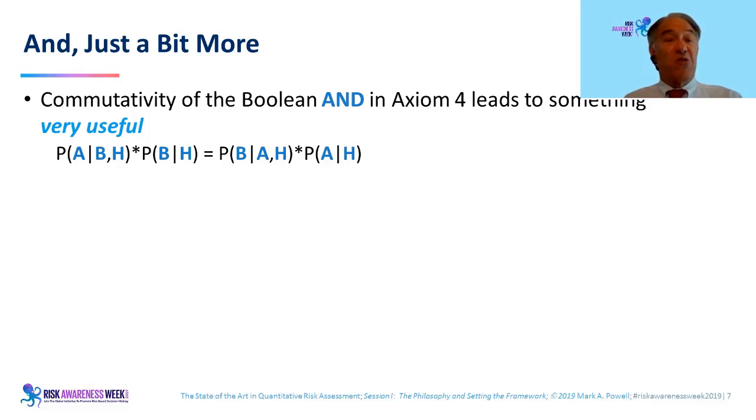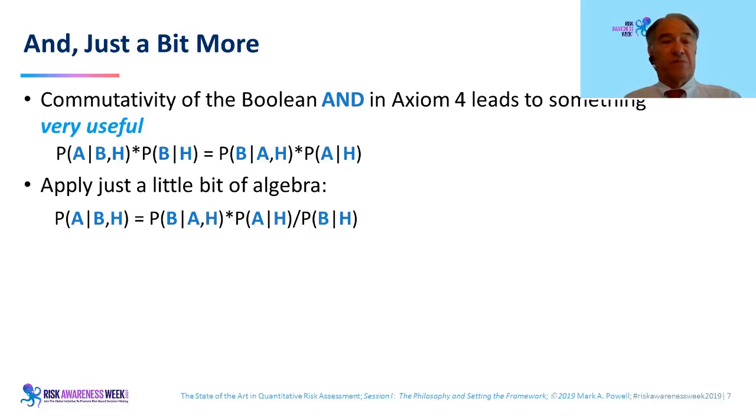As I mentioned before, the commutativity of the Boolean and in axiom 4 leads to something very useful. Now, I just gave those two terms as stated in probabilities. Let's apply just a little bit of algebra. We're going to divide both sides of that equation by the probability of B given H. Now, that wasn't really complicated. Many of you may or may not recognize what we just derived, but it is formally called Bayes' law. I don't make a big deal out of Bayes' law. We use it in all probability. It's very, very handy, very, very useful.